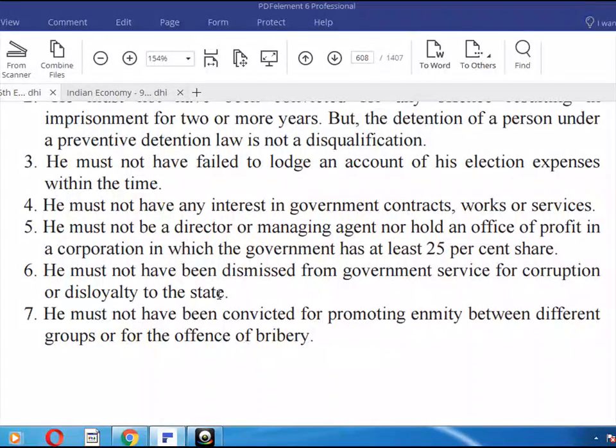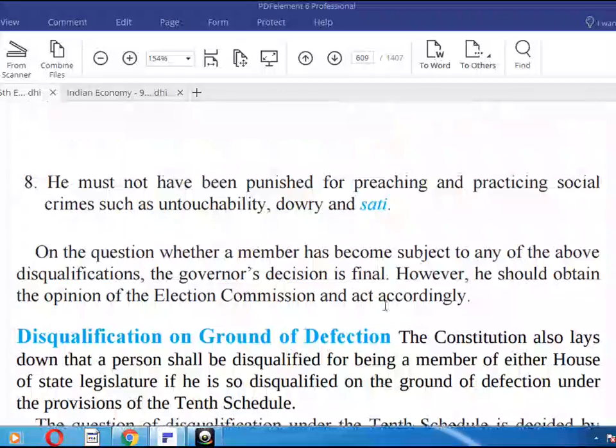He must not have been dismissed from government service for corruption or disloyalty to the state. He must not have been convicted for promoting enmity between different groups or for the offence of bribery. He must not have been punished for preaching and practicing social crimes such as untouchability, dowry and sati.